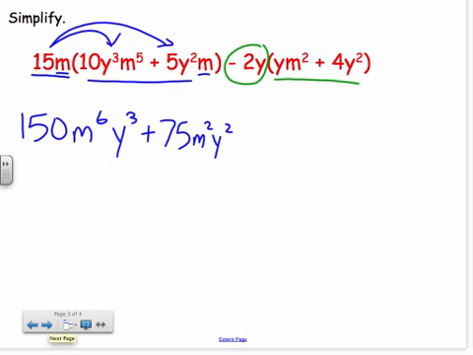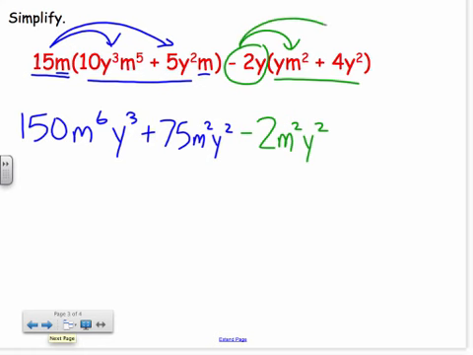Now I got to distribute my negative 2y. So negative 2y times ym squared. There's no coefficient to multiply with my negative 2, so I just say negative 2. And I got a y squared and an m squared. We usually put the letter that comes first in the alphabet first, so I'm going to say m squared y squared. It doesn't really make that big of a difference, but that's what we usually do.